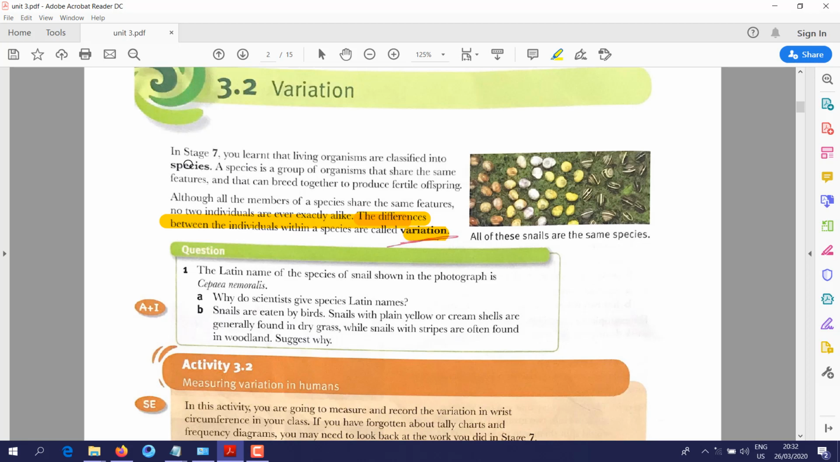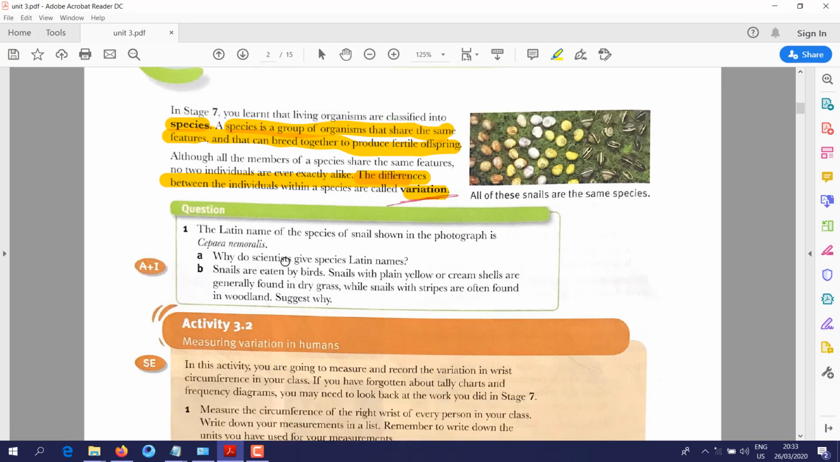Maybe you'll have a question: define species. What do you mean by species? It's a group of organisms that share the same features and that can breed together to produce fertile offspring. What do you mean by fertile offspring? We mean offspring that are able to reproduce.